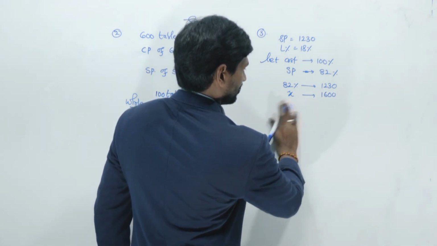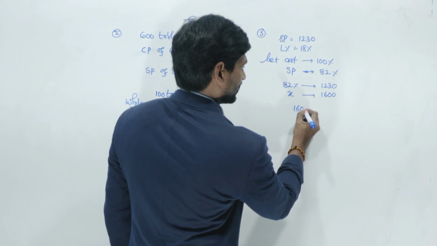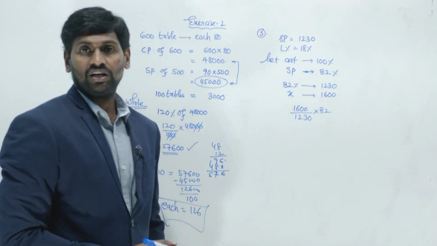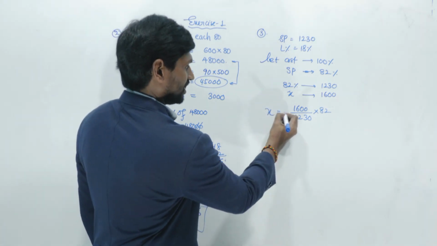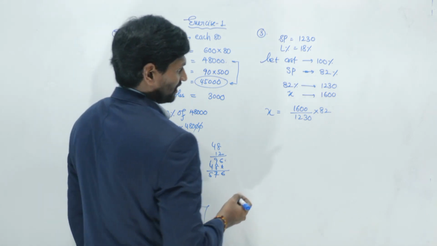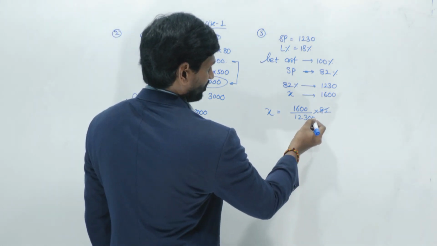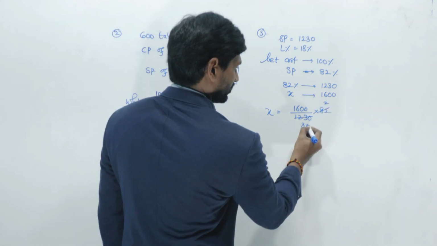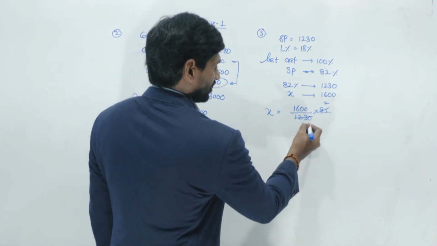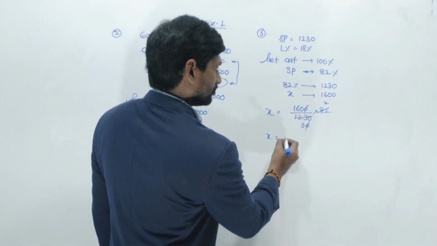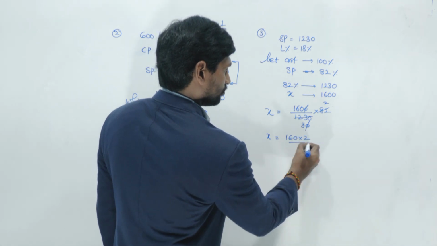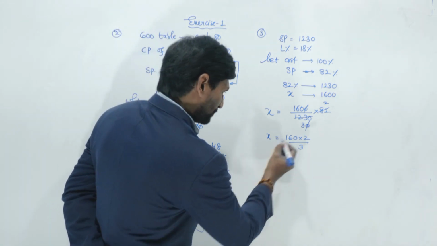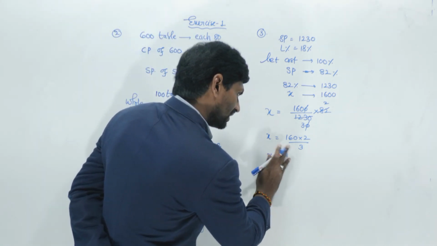So more by less: 1600 by 1230 into 82. Try to do cancellation for getting the x value. Cancellation is, I think, 41 table 3 times, 41 table 3 times. Here 2 times. Now 0 0 cancel. The x value is 160 into 2 by 3. Okay, so the answer is 320 by 3.